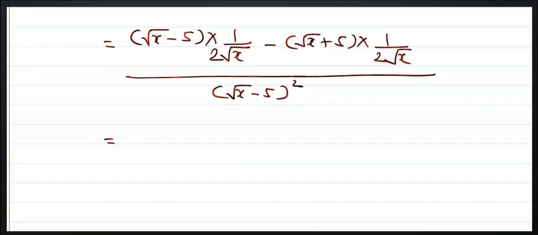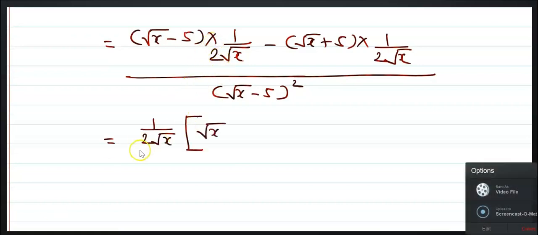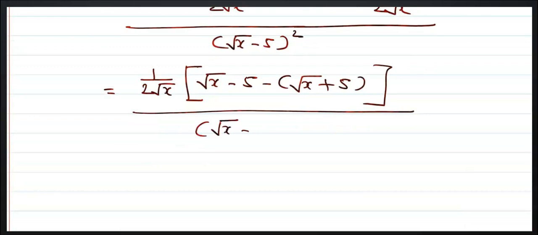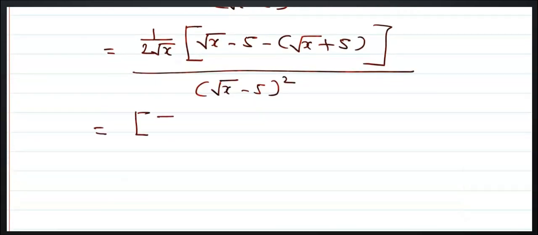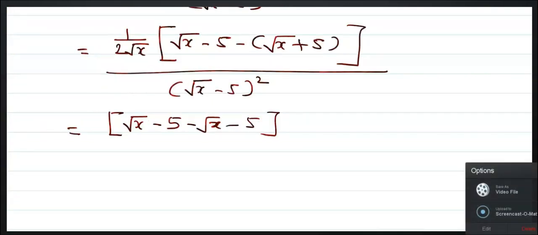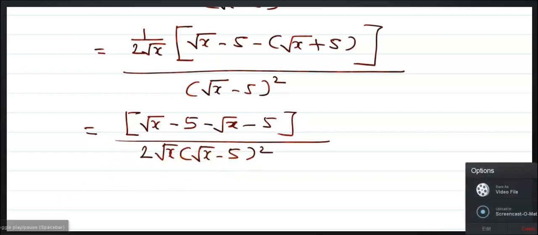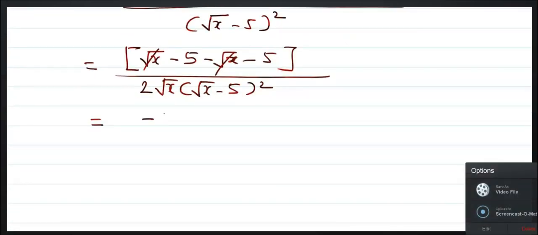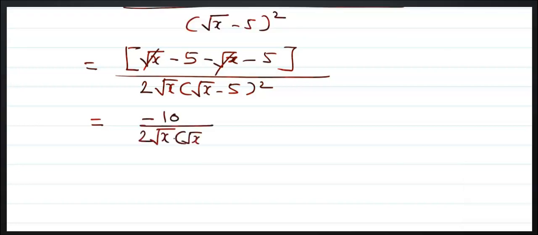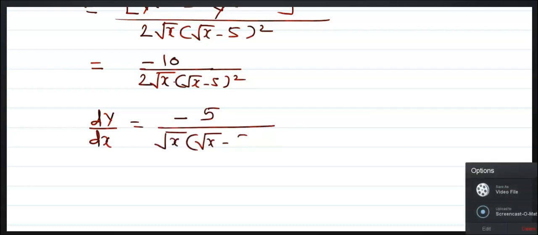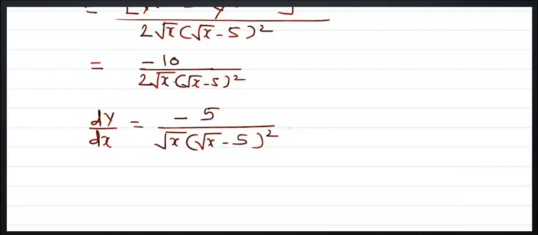Root x minus 5 bracket square. Now we'll take 1 upon 2 root x common: (root x minus 5) minus (root x plus 5), upon (root x minus 5) bracket square. Now if we open the bracket, root x minus 5 minus root x minus 5, root x minus root x gets cancelled. That is 2 root x in bracket, (root x minus 5) bracket square, and root x minus root x gets cancelled, minus 5 minus 5 is minus 10. That is 2 root x in bracket, (root x minus 5) bracket square. This is the dy by dx. That is minus 5 upon root x into (root x minus 5) bracket square.